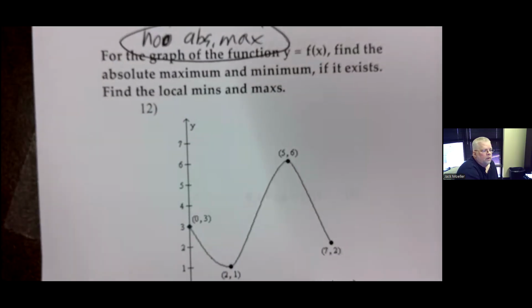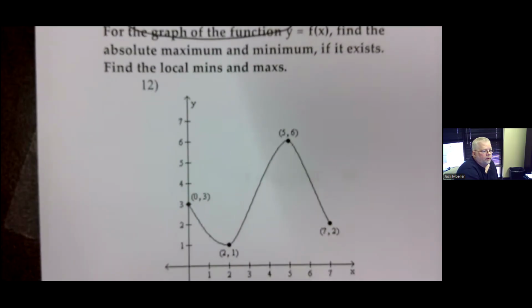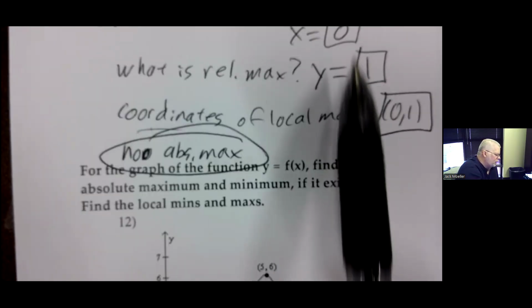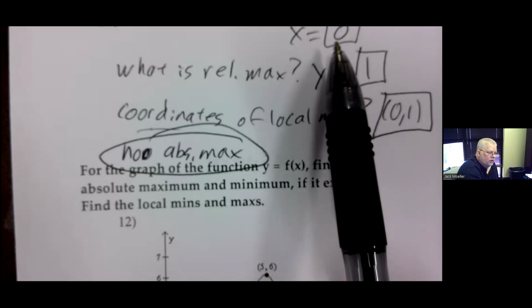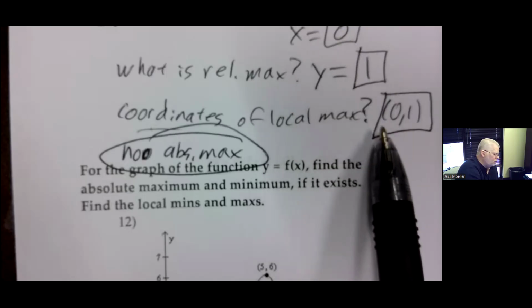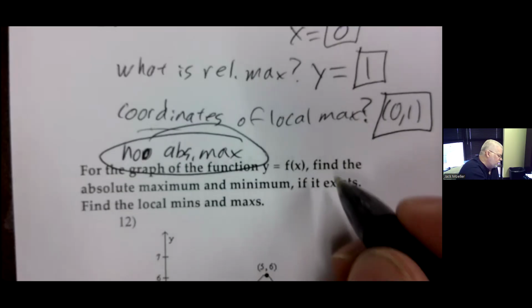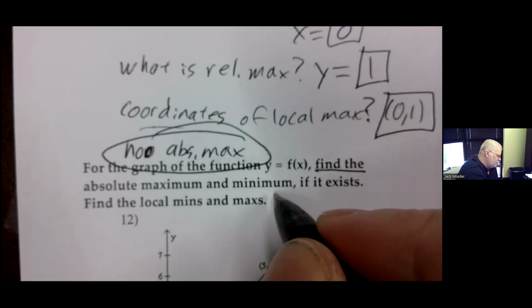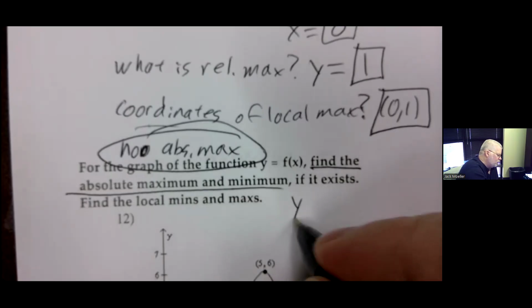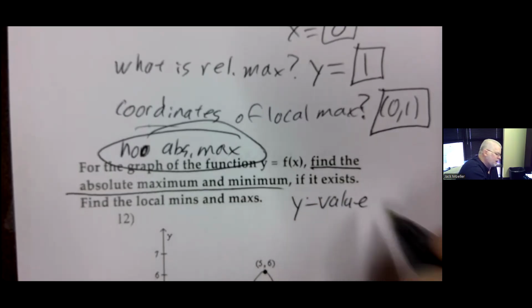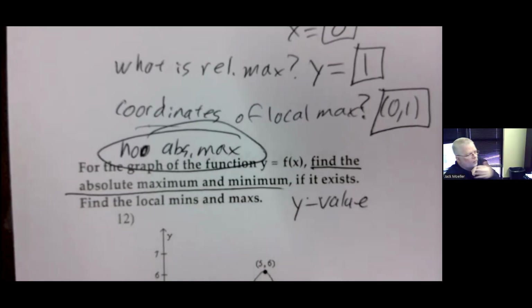How about the next one? So for the graph of the function below, find the absolute max and min, if it exists. Find local mins and maxes. All right. Now notice here, in these instructions, it's not clear if they want just the x value, just the min or max, or the point. MyMathLab is going to be more specific than that. When it says just find them, to me, that's going to be the y value. That's how I interpret it. But like I said, MyMathLab is going to be more specific.